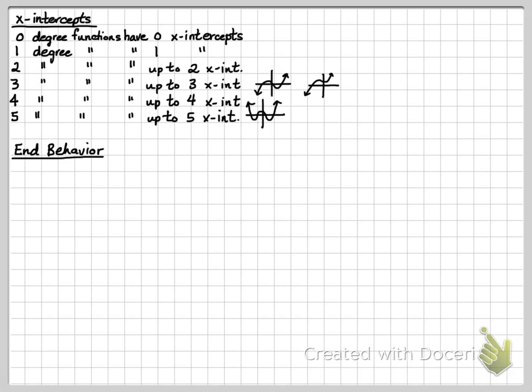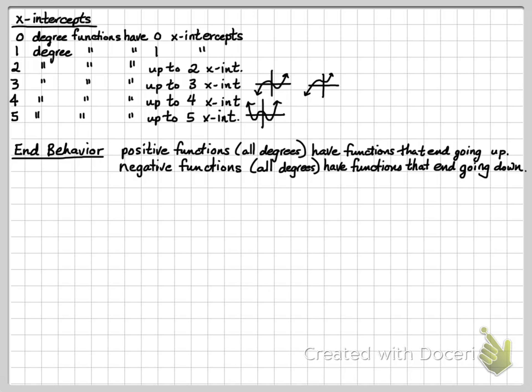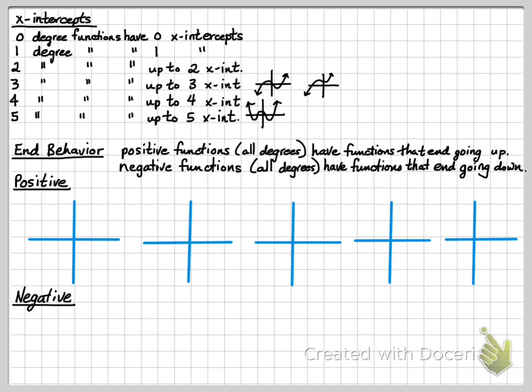Now we're going to look at end behavior of these graphs and what that means. Positive functions, all degrees, have functions that end going up. Negative functions all have degrees of functions that end going down. And let's look at several of these. For positive ones, there we have positive x, there's positive x squared, here's positive x cubed, here's positive x to the 4th, here's positive x to the 5th.